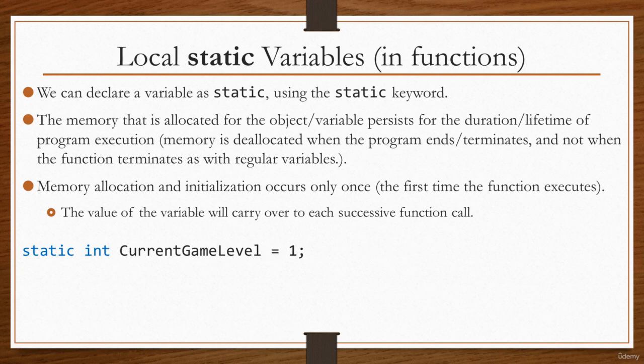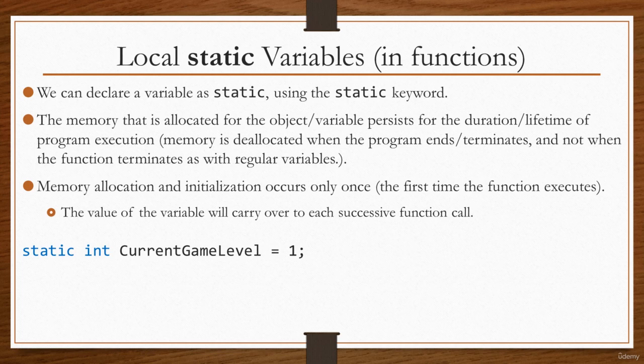Now the memory that is allocated for the object or variable persists for the duration of program execution. Memory is deallocated when the program ends or terminates. That object is going to stay in memory even after you are done executing the function. Memory allocation and initialization occurs only once, the first time the function executes, of course, and the value of the variable will carry over to each successive function call.